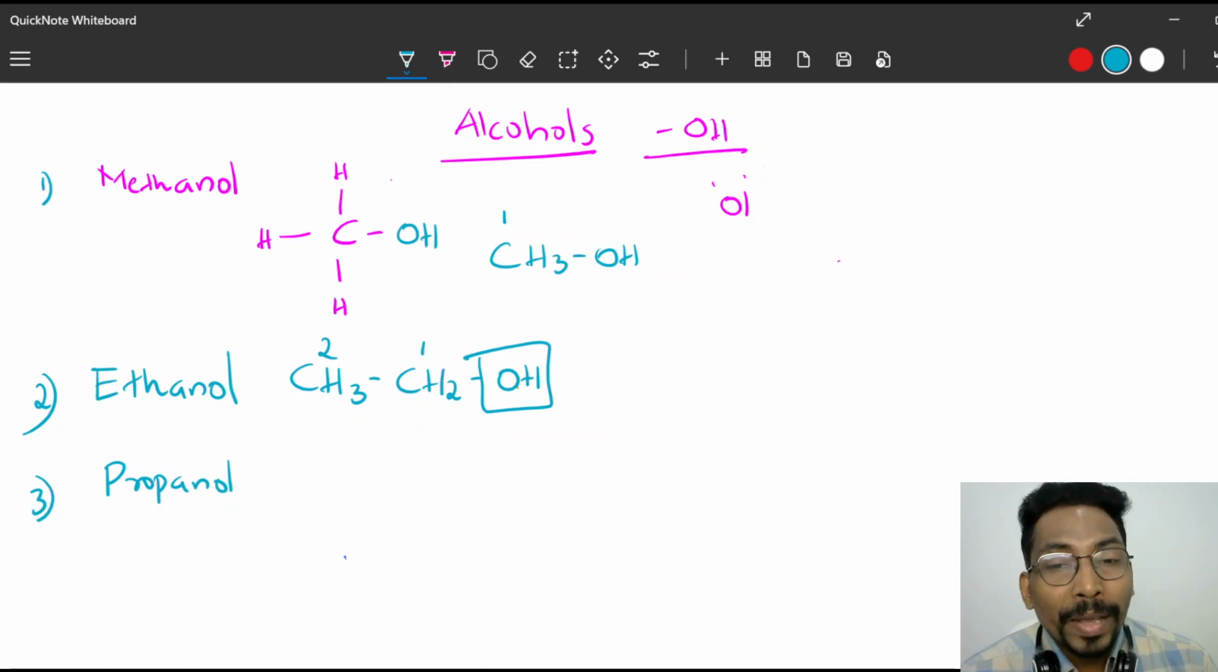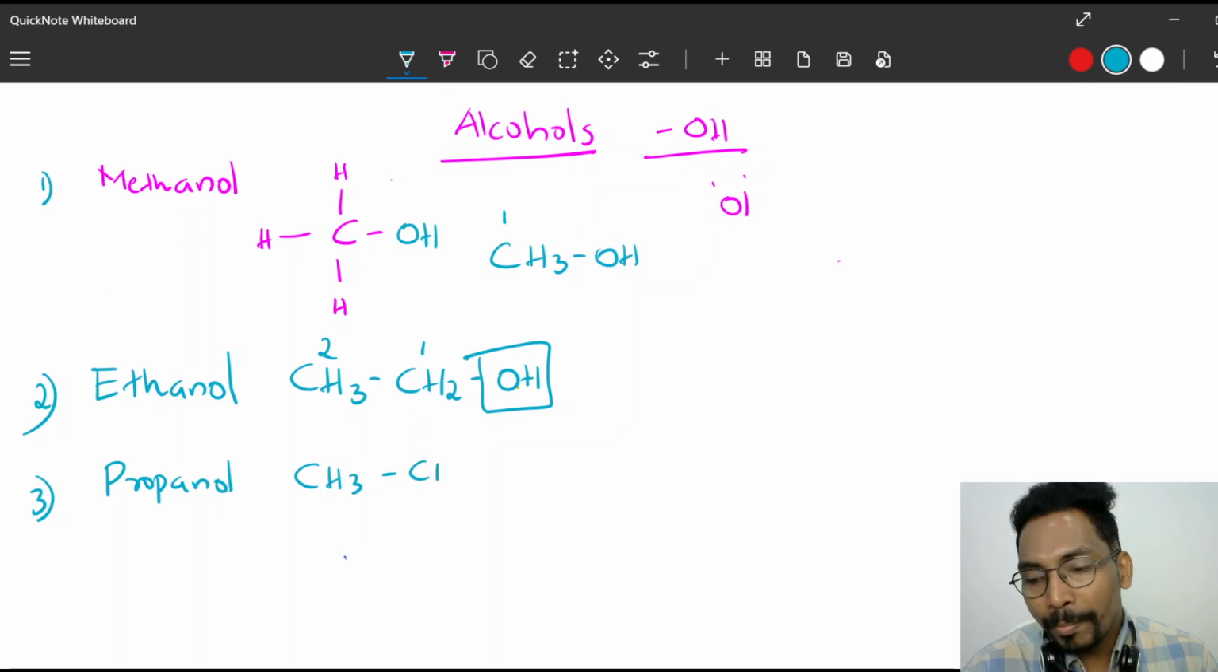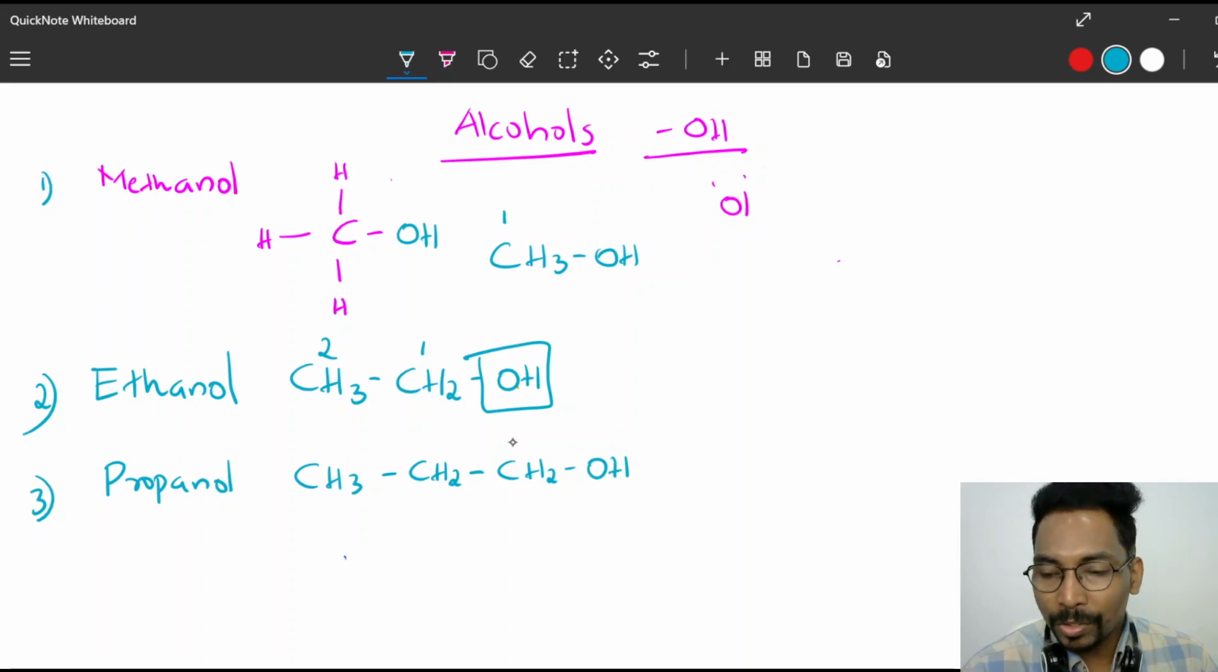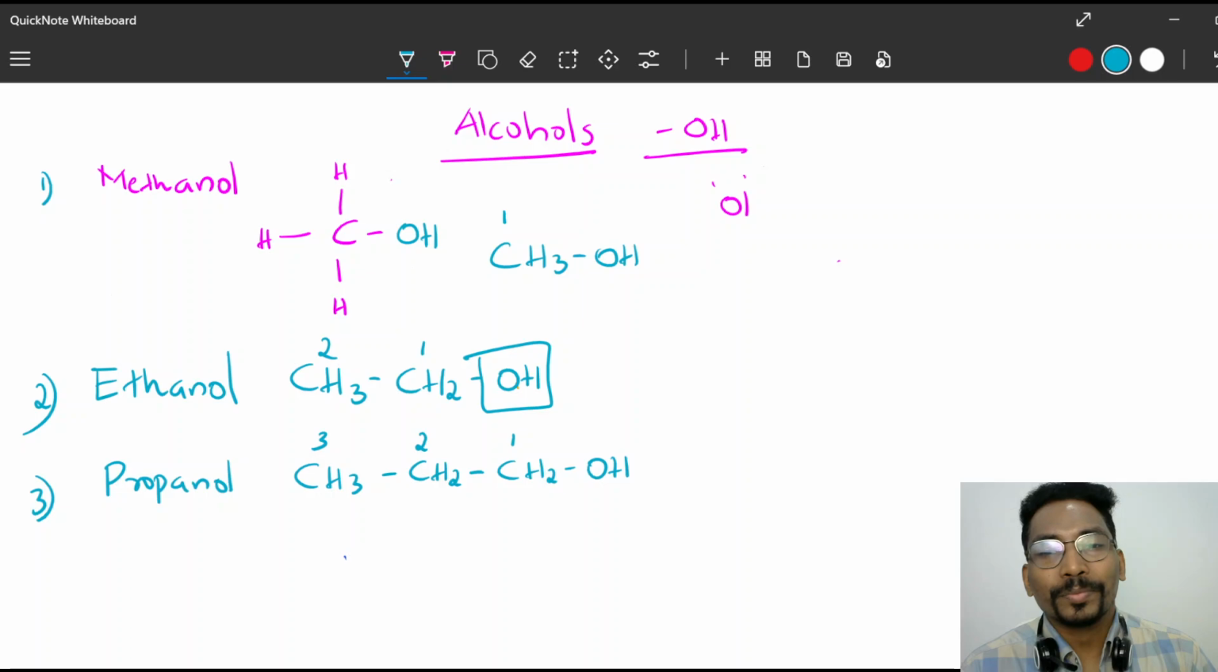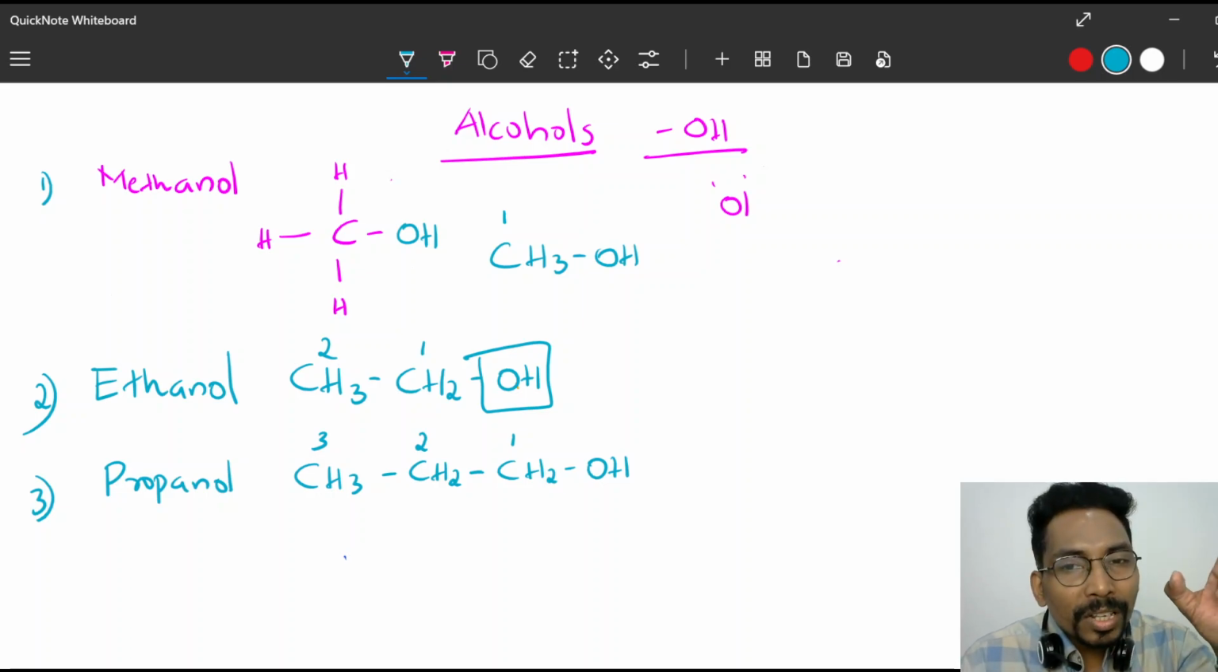Okay. So methanol, ethanol, then propanol. So what will be the structure? CH3, then the middle will be CH2. I hope you remember that. Then again CH2, then OH. So this is the first carbon, second carbon, third carbon. So this is actually a homologous series of alcohols.